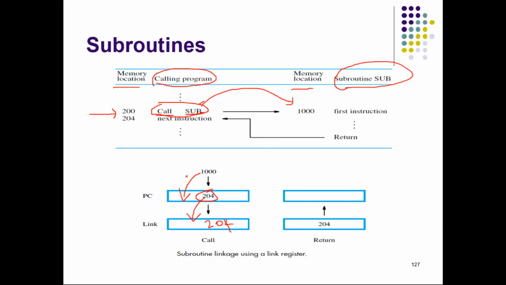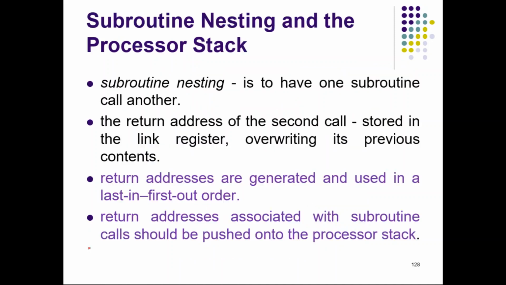And when the return instruction is executed, what happens? The content of the link register, which is 204, will be moved back to PC. Why is it moving back to PC? Because now the execution should start again from this particular instruction 204. So this is how subroutine call and return works. Fine.